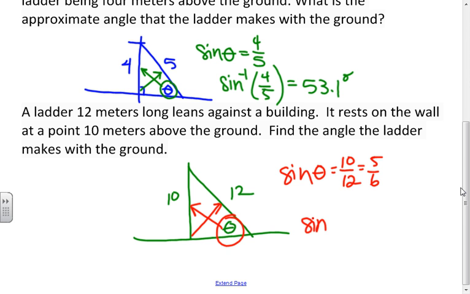But I go to my calculator and I use that inverse feature of 5/6, and I end up with a 56.4 degree angle. Go ahead and try the check problems, and good luck with your homework.